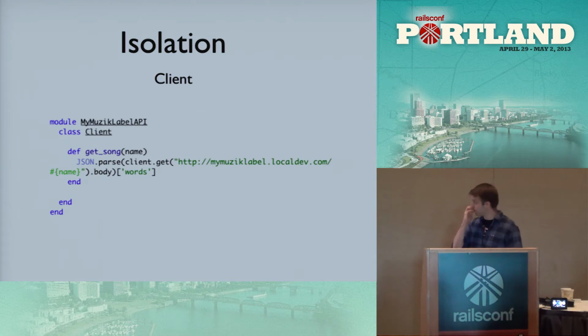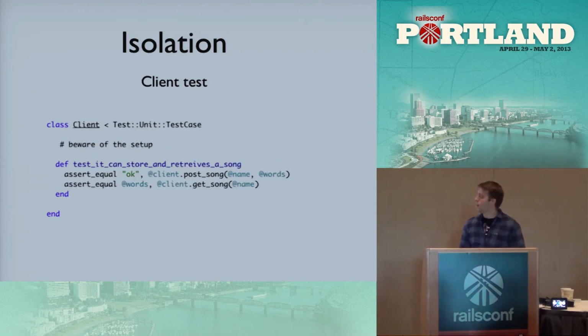So the server is done, and then the client will have something like this, where we have this getSong method that's going to accept the JSON. It's going to parse the JSON and return the words hash back, right? And then we'll get the words that we did for that song. And the test will look like this, pretty similar, right? We instantiate a new client object. We post the song, we call the method with the name and the words, and we make sure that if we get it back, we get the words back, right? It's pretty straightforward, pretty simple.